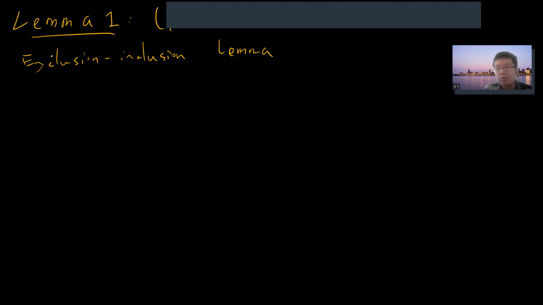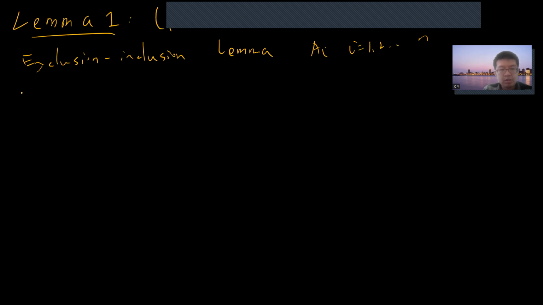So the first is lemma 1. This is the simple one. It's basically some probability, called the inclusion-exclusion lemma. I think this is simple. Let's say you have some events A_i, where i goes from 1 to n.